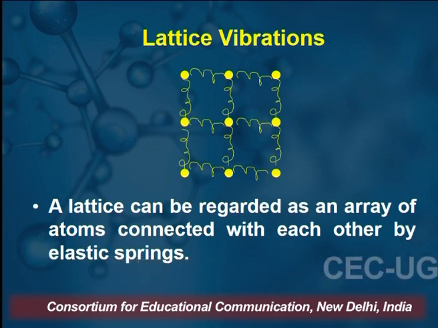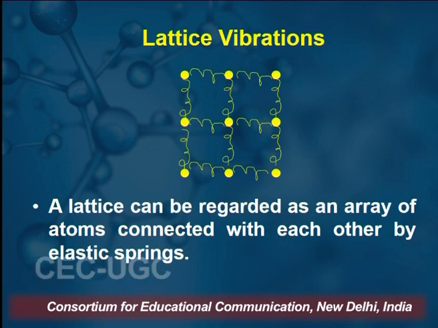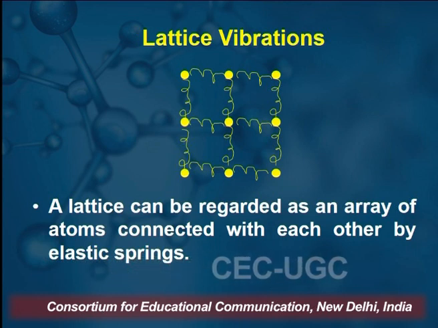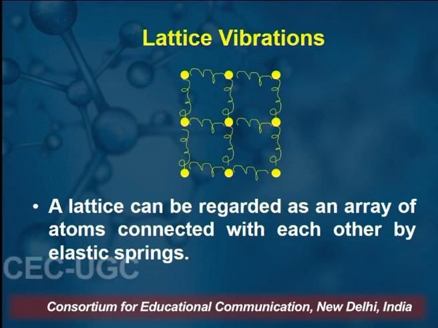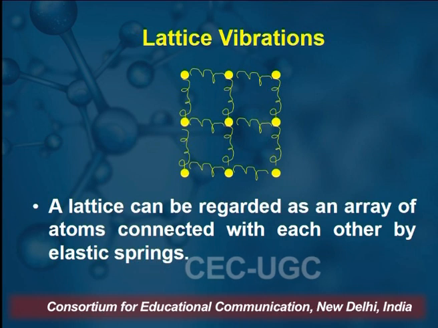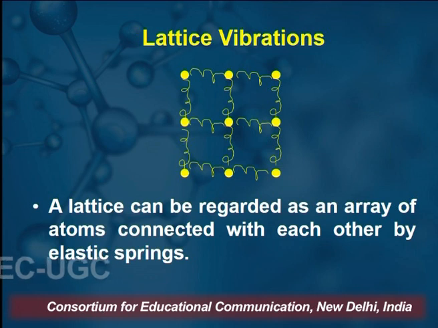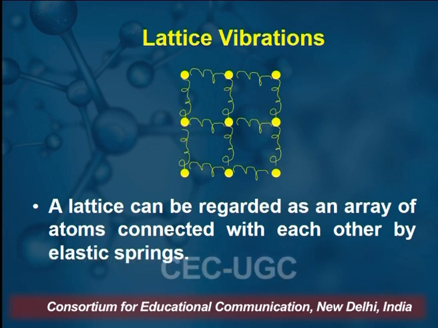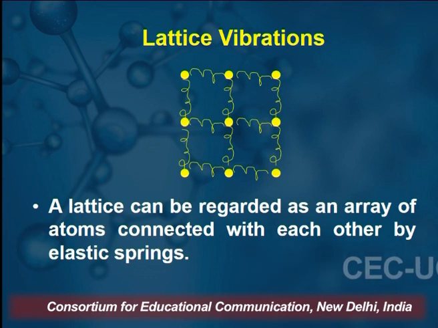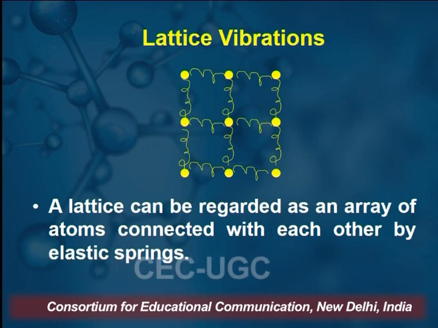Today's lecture I will be talking about the lattice vibrations. This is the lattice, and we have a regular arrangement of atoms or a group of atoms at regular intervals. The entire lattice can be regarded as an array of atoms which are connected by ideal elastic springs. Ideal elastic springs are also called ideal Hooke's law springs. That means they obey Hooke's law. Hooke's law says that if there is a displacement, then the restoring force is proportional to the displacement, and this is valid within the elastic limit.